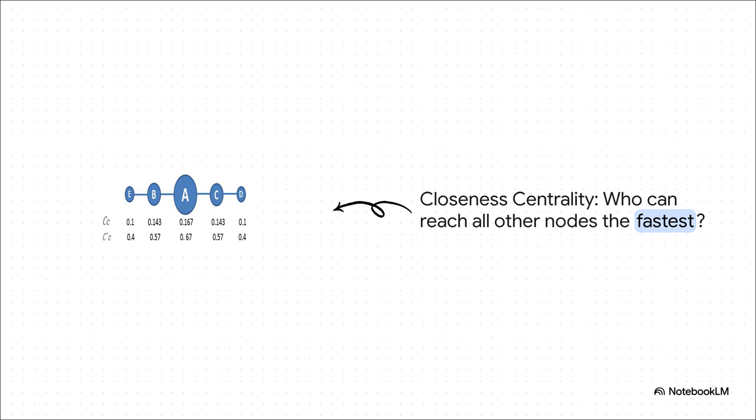Then there's closeness centrality. This one asks a different question. Who can get a message to everyone else in the network the fastest, in the fewest steps? And again, node A is our winner. It is perfectly positioned to be the most efficient broadcaster. If you want a message to spread like wildfire, you give it to A.